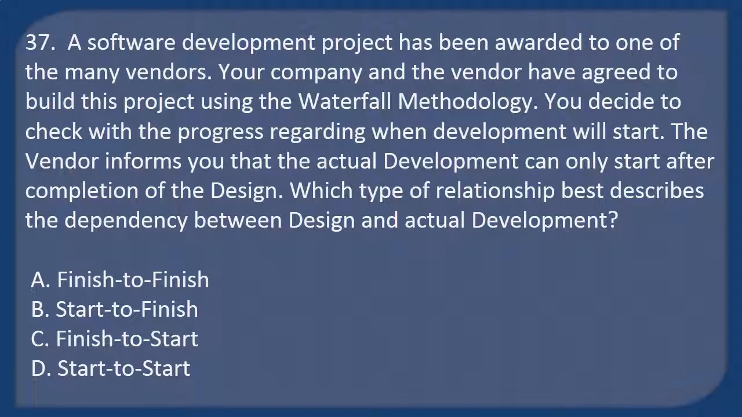Question 37. A software development project has been awarded to one of the many vendors. Your company and the vendor have agreed to build this project using the waterfall methodology. You decide to check with the progress regarding when development will start. The vendor informs you that the actual development can only start after completion of the design. Which type of relationship best describes the dependency between design and actual development?